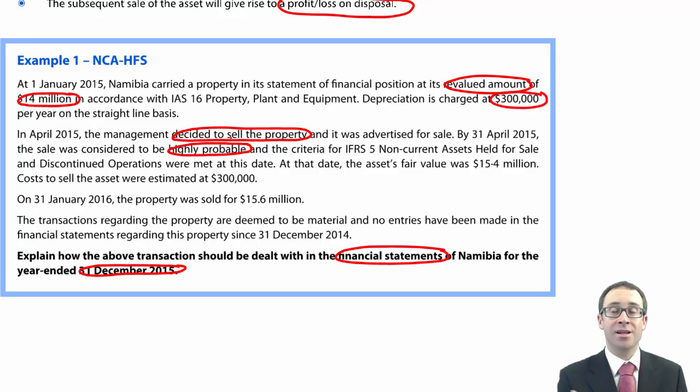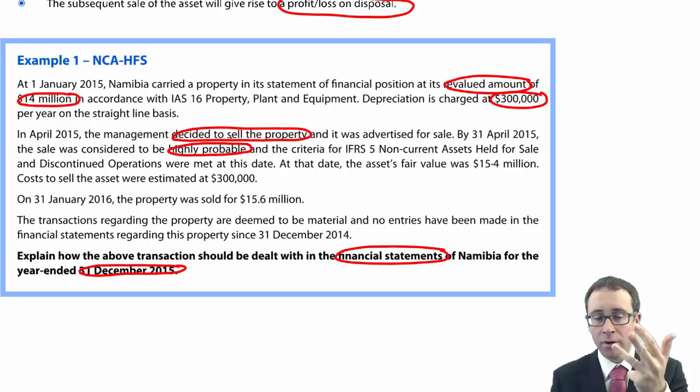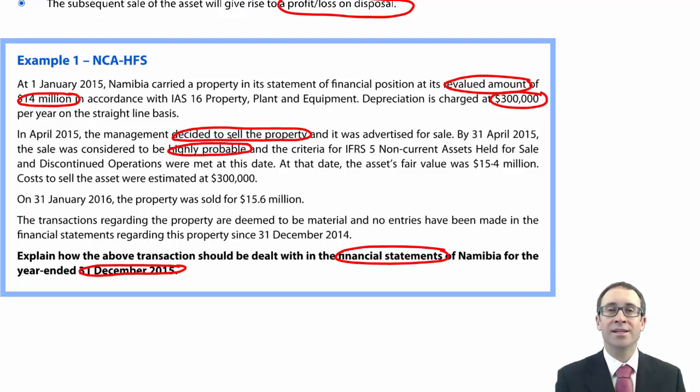So we're going to be selling it in less than a year as well. It's in its condition available for sale, so it can be sold immediately. And the criteria for IFRS 5 non-current assets held for sale and discontinued operations were met at this date. So at the end of April, so is that January, February, March, April, 4 months into the year, the asset is now no longer measured under IAS 16 PPE, but will now be measured under IFRS 5 non-current assets held for sale. Key bit, remember we said though, however, it was held under the revaluation model.